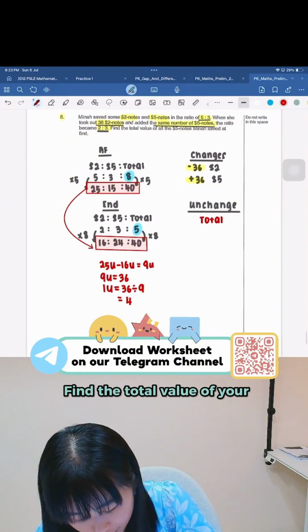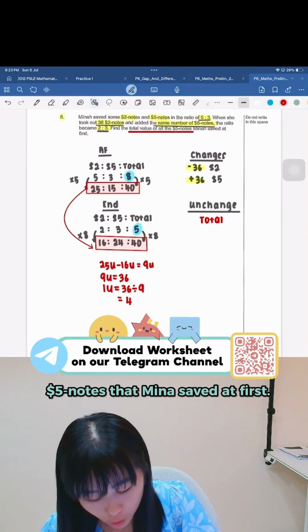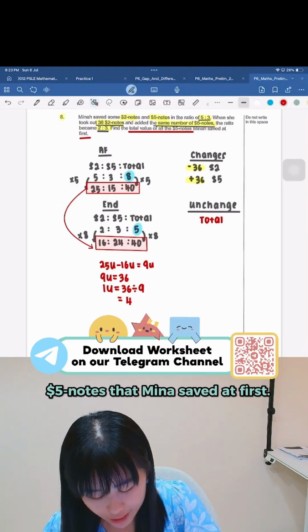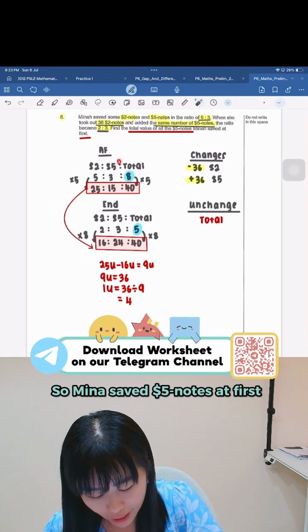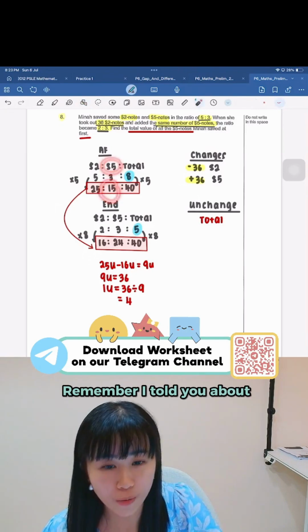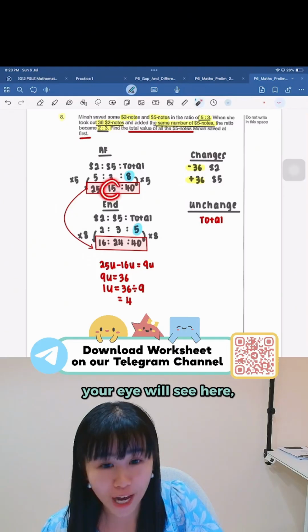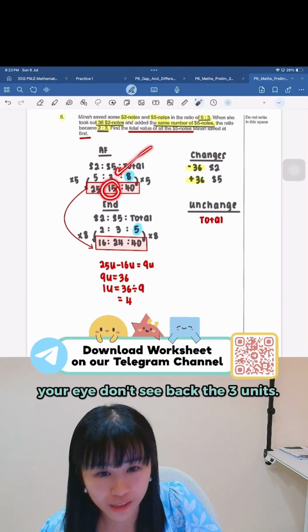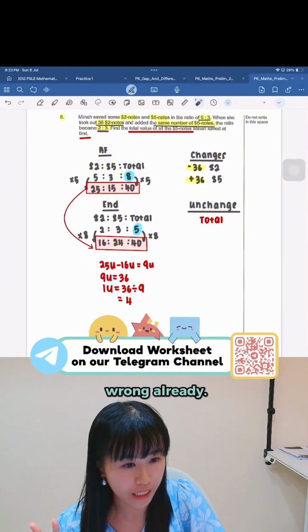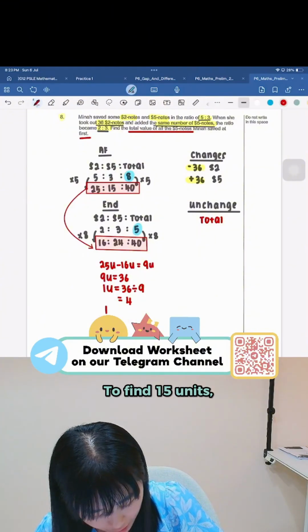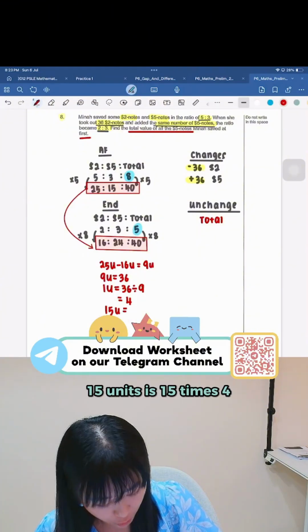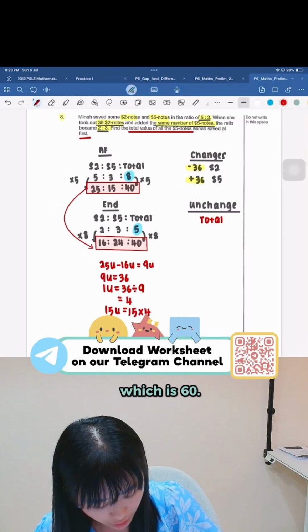Find the total value of the $5 notes that Mina saved at first. So the $5 notes at first are your 15 units. Remember I told you about boxing up, everybody? I told you to box up so your eyes will see here. Your eyes don't see back the 3 units, so you don't use the 3 units wrongly. To find 15 units, since 1 unit is 4, 15 units is 15 times 4, which is 60.